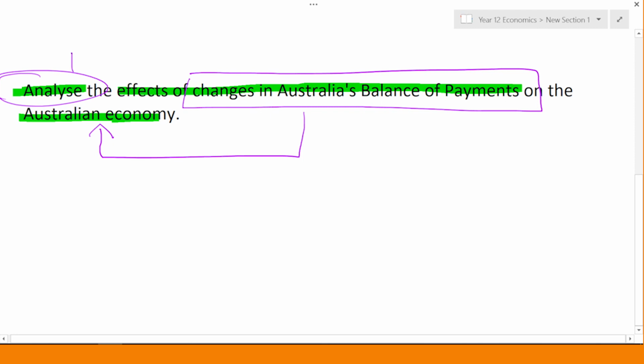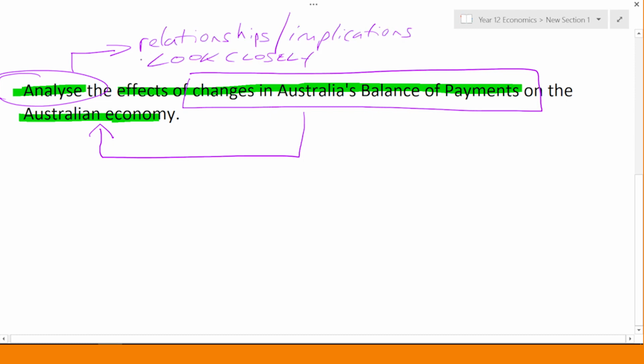The other thing I might want to do with an essay question is be really clear in my mind about what this directive term even means. If I'm looking at analyze, I'm thinking about what are the relationships. So what I'm really trying to do is look very closely at the relationships between these things and the implications or consequences of them as well. I'm thinking about what are the relationships, implications, consequences of changes in Australia's balance of payments on the Australian economy? What do they mean for the Australian economy?